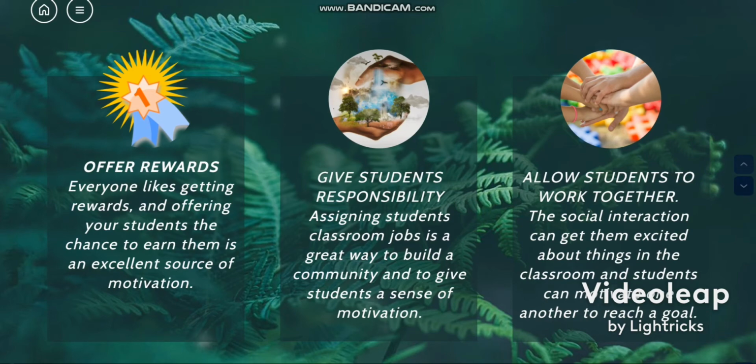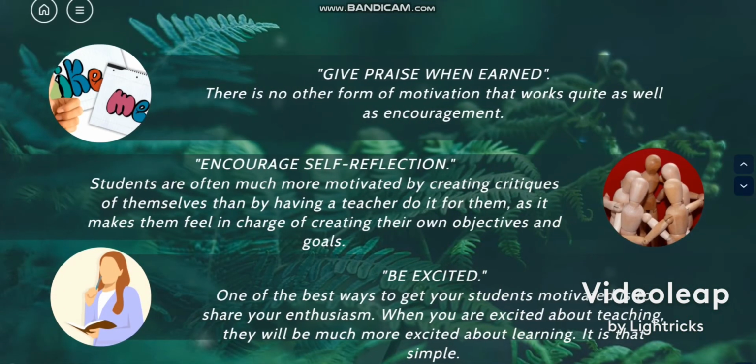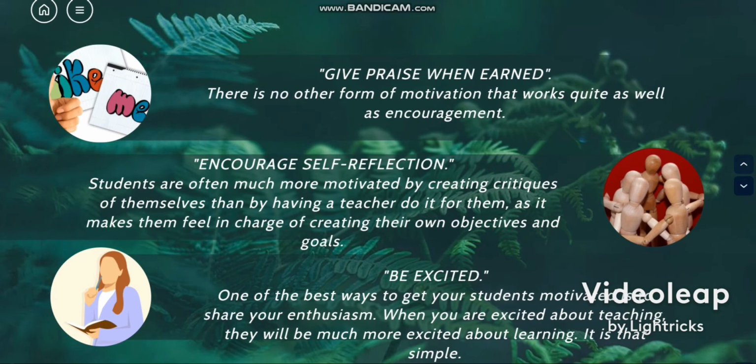Okay, next, continue. The next one is give praise when earned. There is no other form of motivation that works quite as well as encouragement. Next, encourage self-reflection. Students are often much more motivated by creating critics of themselves than by having a teacher do it for them, as it makes them feel in charge of creating their own objectives and goals. So, sometimes let students correct themselves.